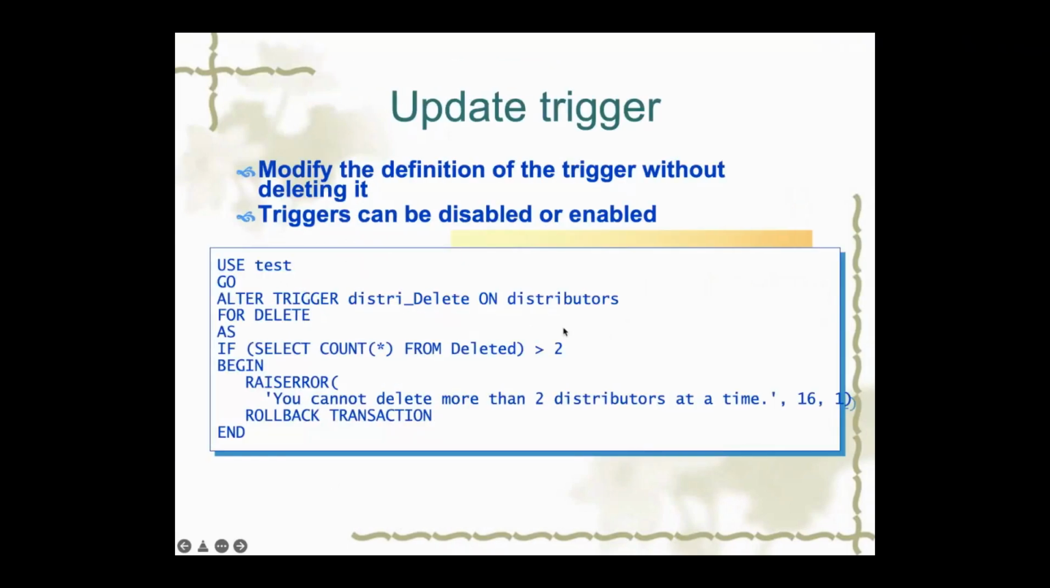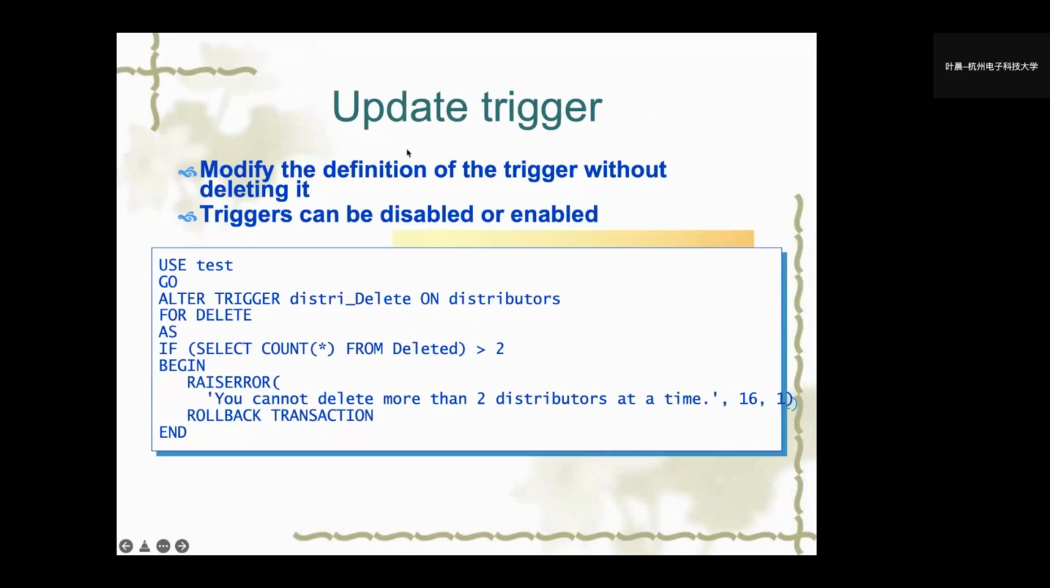And then after the creation of a trigger, you can also update it. So you can just modify the definition of the trigger without deleting it. And the triggers can also be disabled or enabled. So here we can see that you can just change the definition from 1 to 2. By doing this, you can update this trigger.